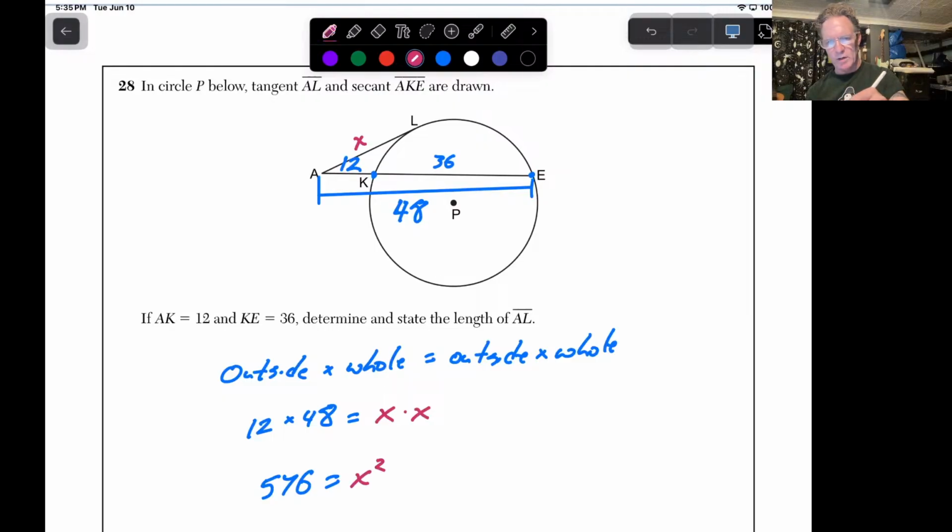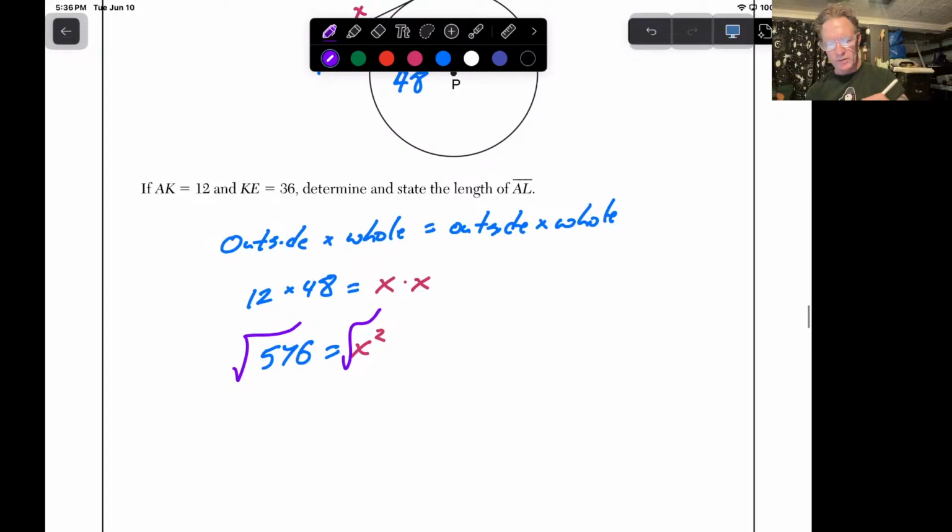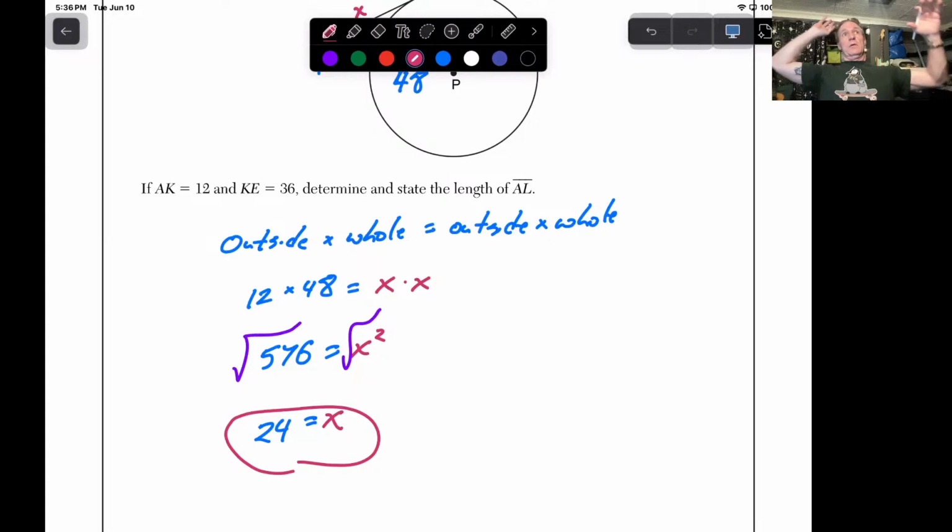I don't know why I'm writing that in two different colors, but whatever. Take the square root of both sides, and then you get 24 equals x. There we go. There are a lot of circle facts. So again, what they've told us is that only max 8% of the test is going to be circles. So I don't know how much time you want to devote to memorizing all those circle things if the most you're going to see is 2 questions.